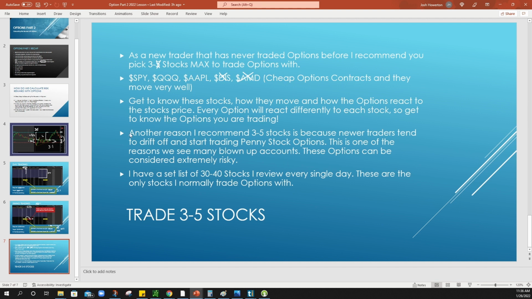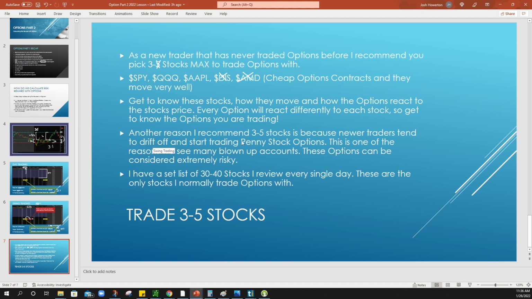Get to know these stocks, team. How do they move? And how do the options react to the stock's price? Every option is going to react differently to each stock. So get to know the options you are trading.